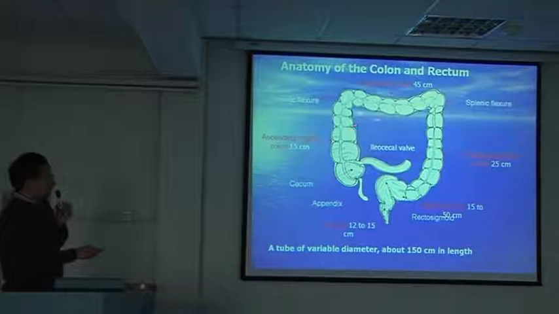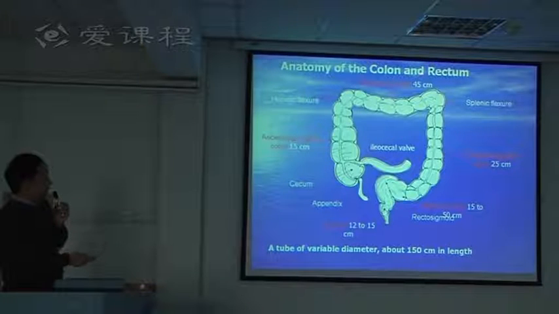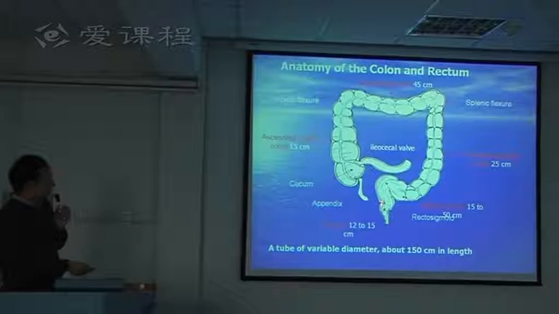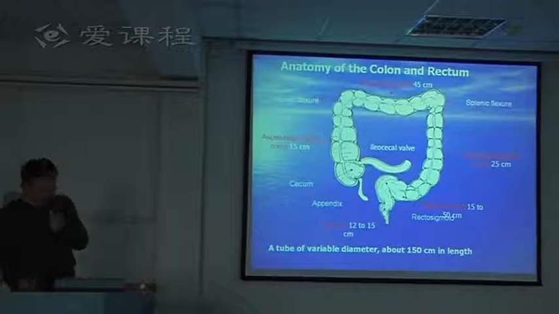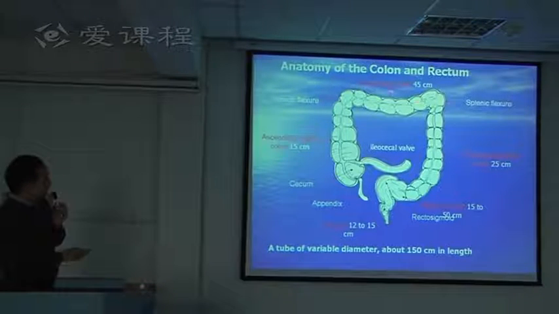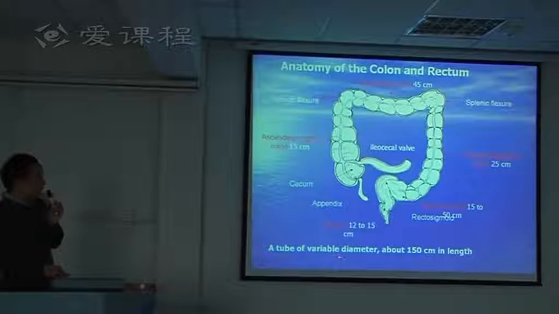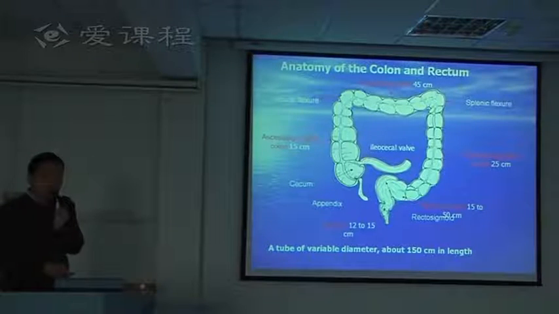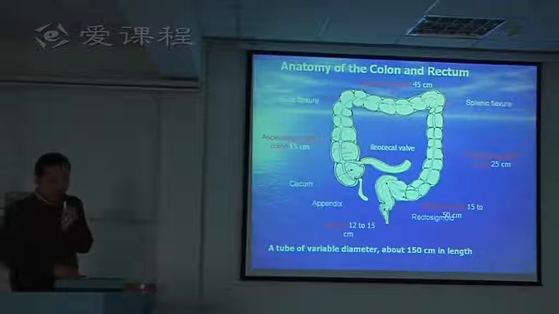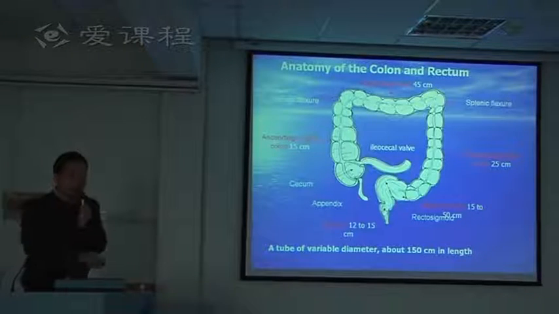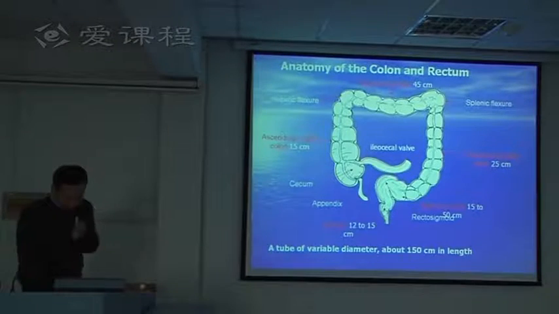So let's go through the anatomy of the colorectum. The different parts: the ascending colon here, the transverse colon, descending colon, sigmoid colon, and this is the rectum, and at the end is the anus. The colon and rectum is a tube of variable diameter, about 150 centimeters in length. We have learned a lot in anatomy, so just go through it.